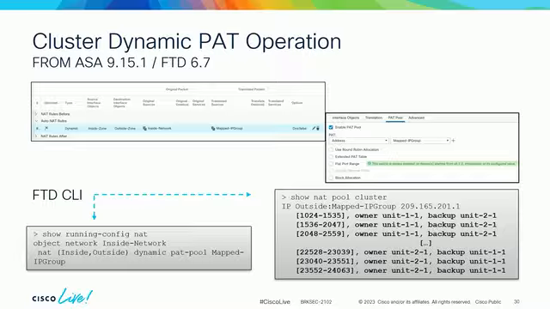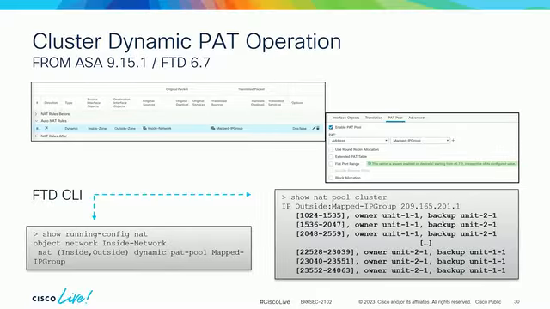And now from the show nat pool cluster output, we can see three things. The first one: port allocation will start at 1024. This is flat. The second one: the first group of port blocks is owned by one unit, and the second group of port blocks is owned by another unit. And the third: each port block has an owner and a backup.